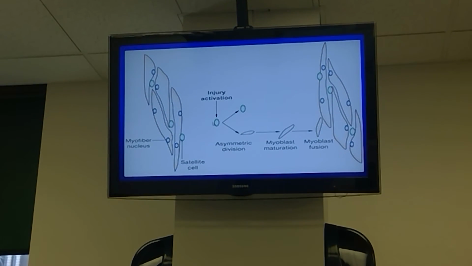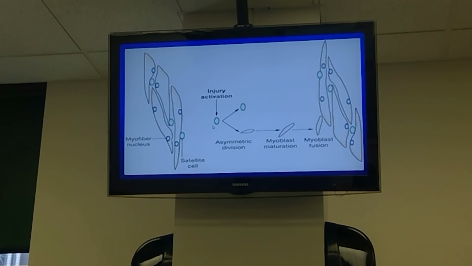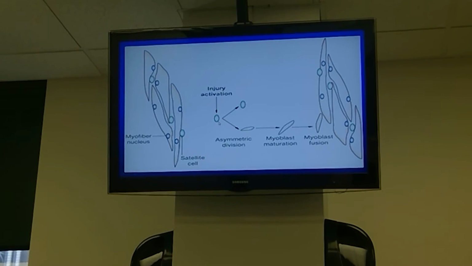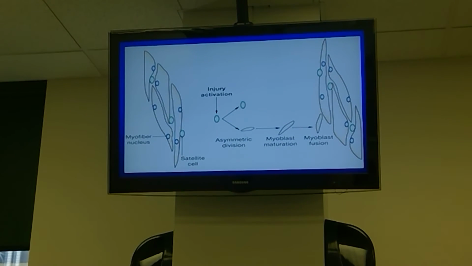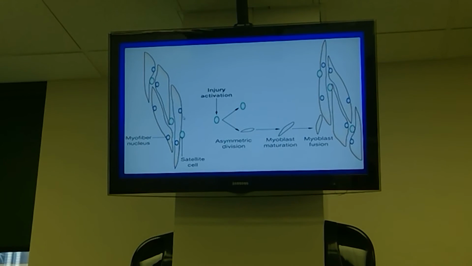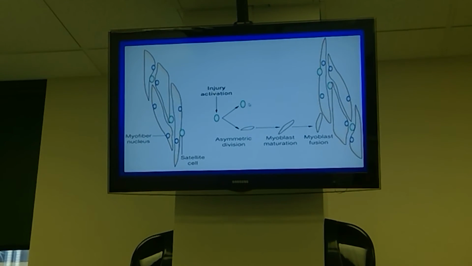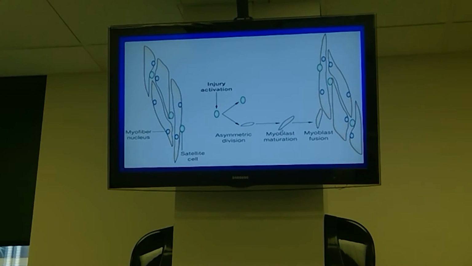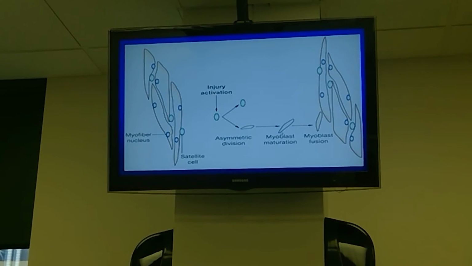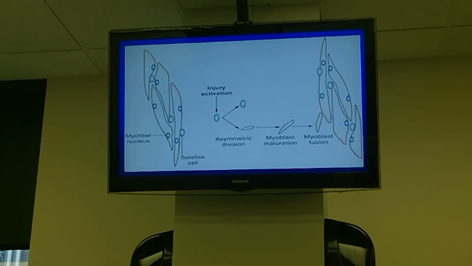So with injury or activation, we get what's called asymmetric division. Normally in a symmetric division, you get 2 daughter cells, and they both are equivalent in their eventual career arc, locational arc. In an asymmetric division, one of these satellite cells becomes another satellite cell and assumes that quiescent appearance. The other one appears to undergo myoblast differentiation, and that's what fuses with the damaged segment of the muscle fibers that we talked about earlier. So it's believed that's how this occurs nowadays.